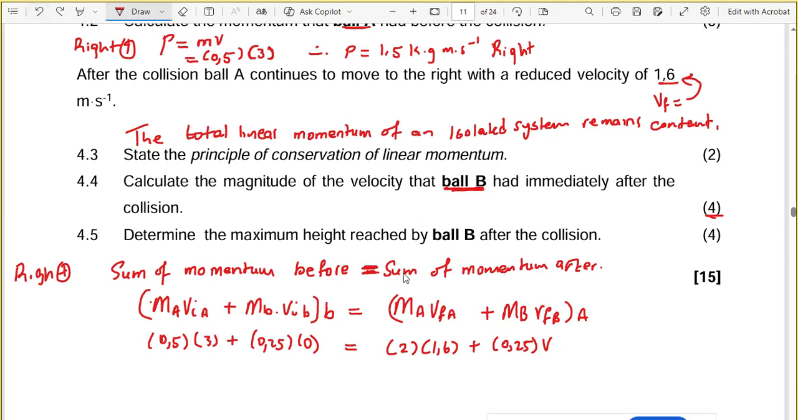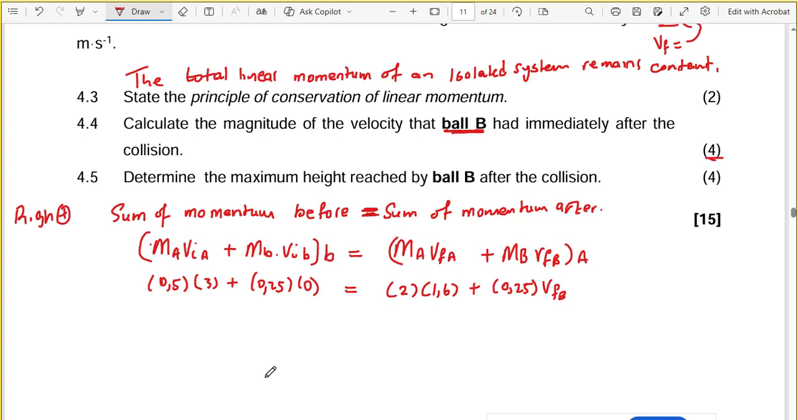Do you understand the substitution? Yes, sir. Okay, so let's just try and work this thing out. It's like saying 0.5 times 3. It's like saying half times 3, which is 1.5. So this is 1.5. I'm going to add this. It's just going to be 1.5 plus 0, which is 1.5. Then I'm going to equate this to, can you please help me with this one?